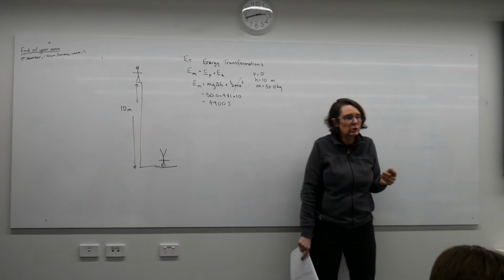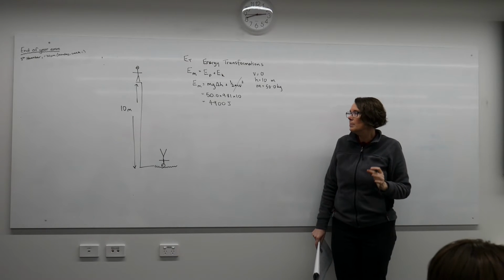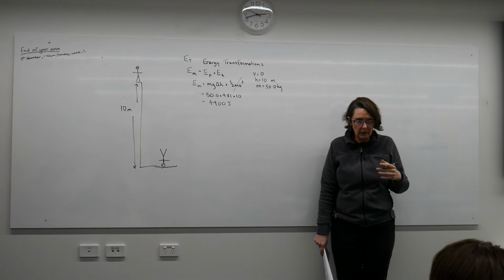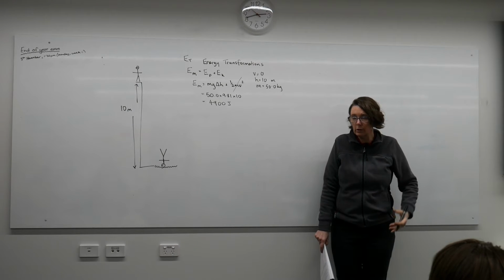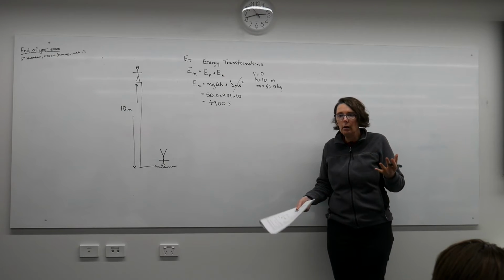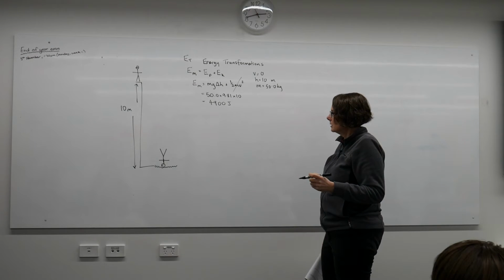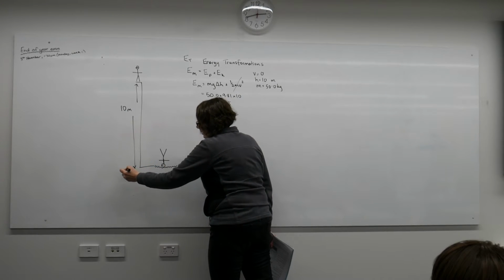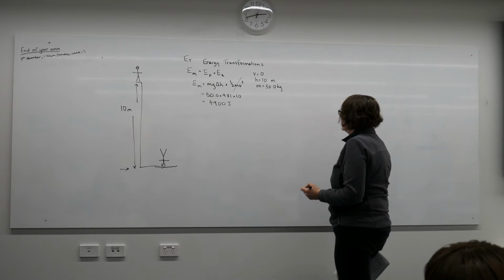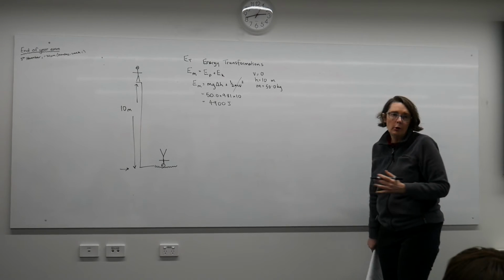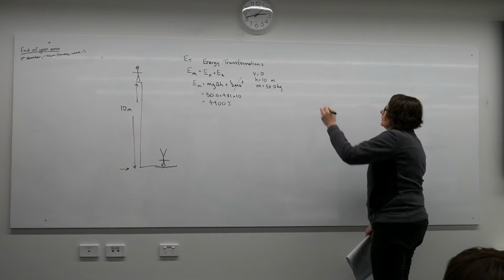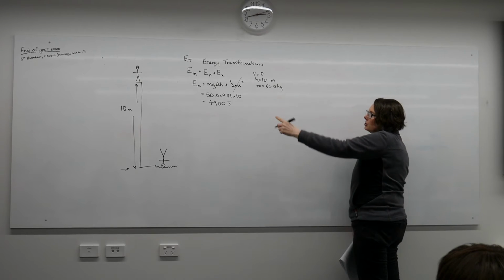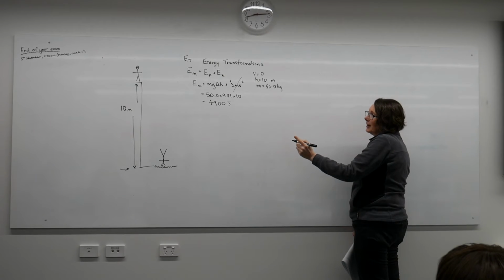Because energy is conserved, it doesn't matter which part of her dive we look at, we'll be able to work out her velocity, we'll be able to work out her height, etc. All right, so if we skip forward to this moment here, she's got no potential energy. So all of her potential energy has been converted to kinetic energy.